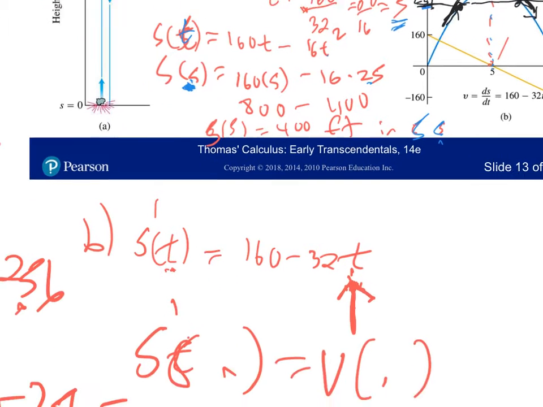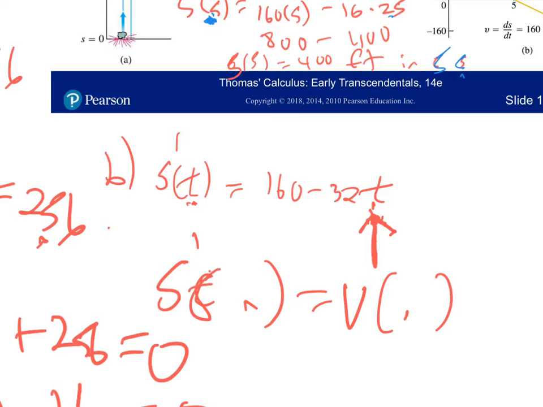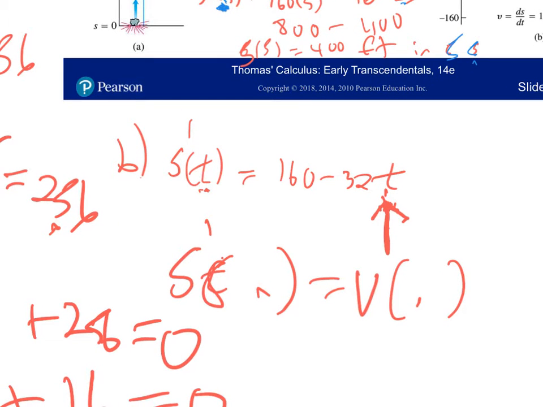So I brought it down. And s prime of some number, that's what I was going to put here, is equal to the velocity at some number. And I don't know the number because I can't set the velocity equal to anything. It's not like the other problem where I set it to 0.